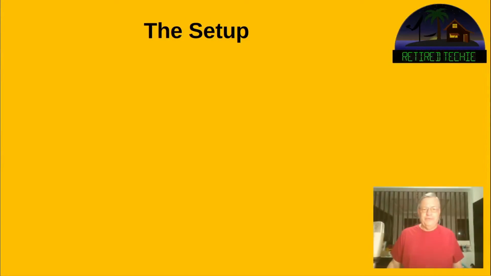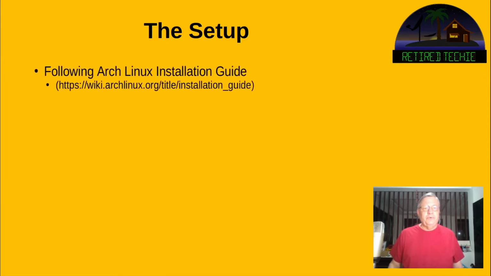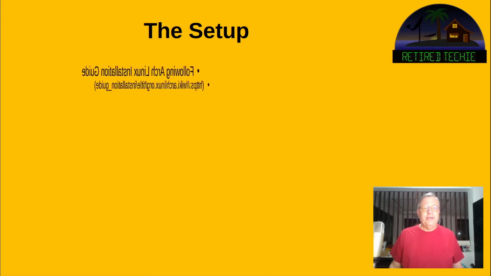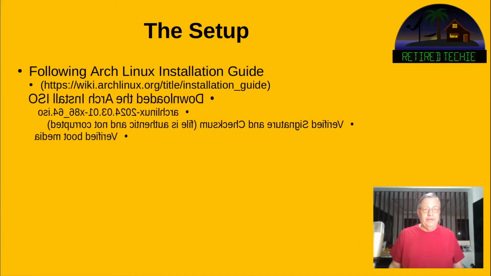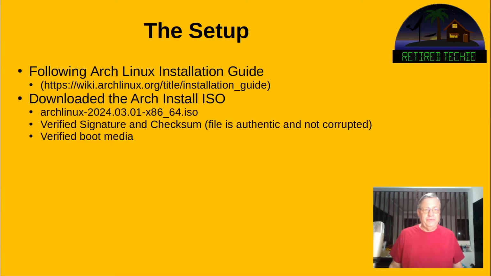All right, before actually talking about the problem, let me go over my setup a little bit, what I was doing here and how I had things set up. So we're following the Arch installation guide located at the wiki, wiki.archlinux.org, title installation_guide. This is the official Arch installation guide, and that's what we were using here. I've done a couple of my own, but just to be on the safe side, I used the official one. I downloaded the Arch install ISO, in this case Arch Linux 2024-03-01.